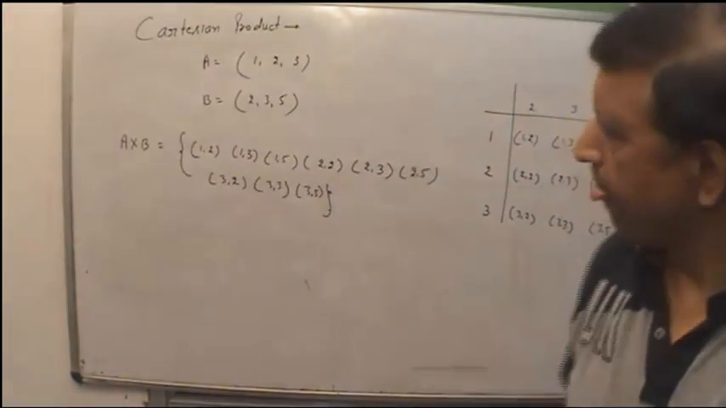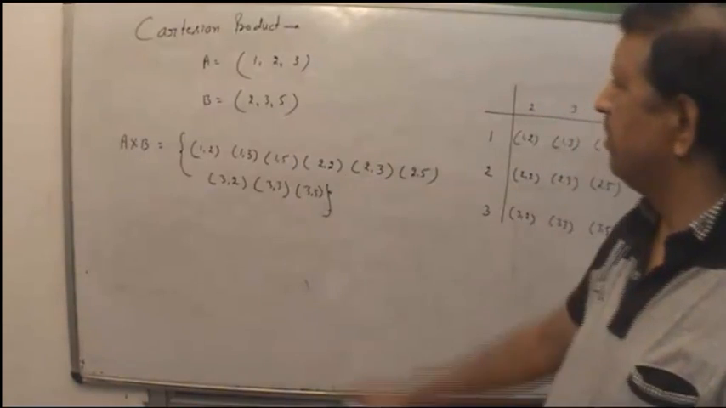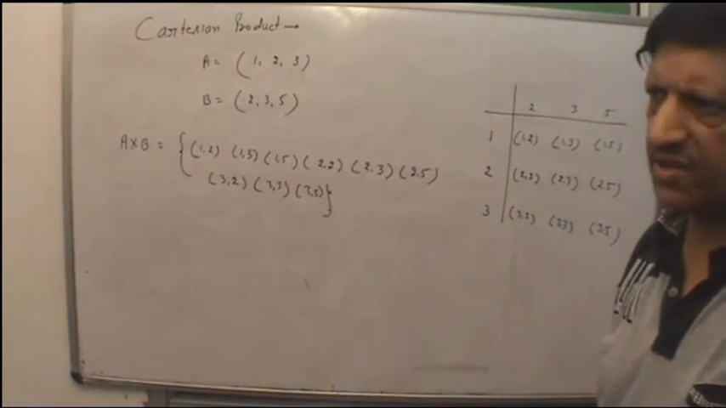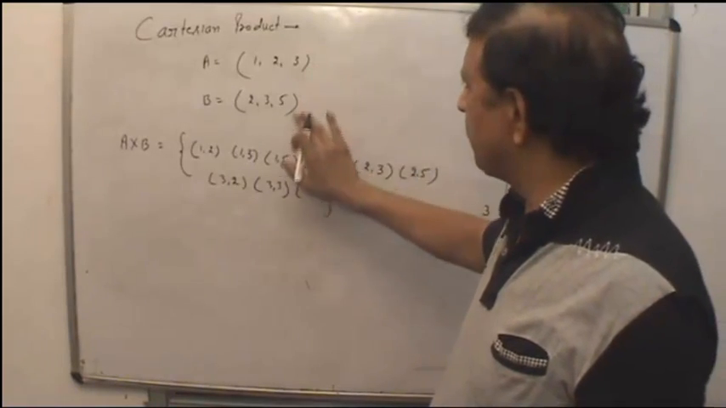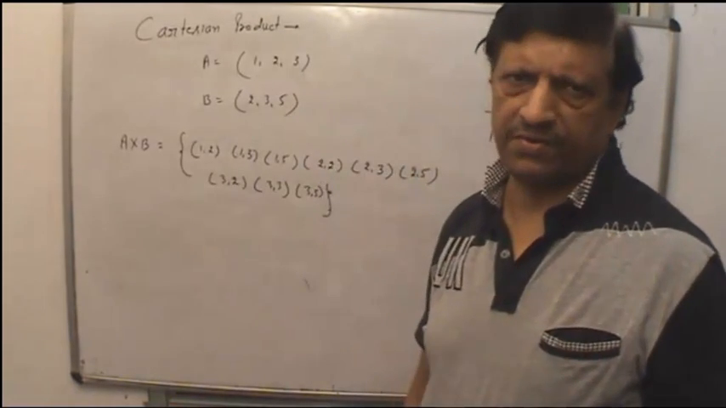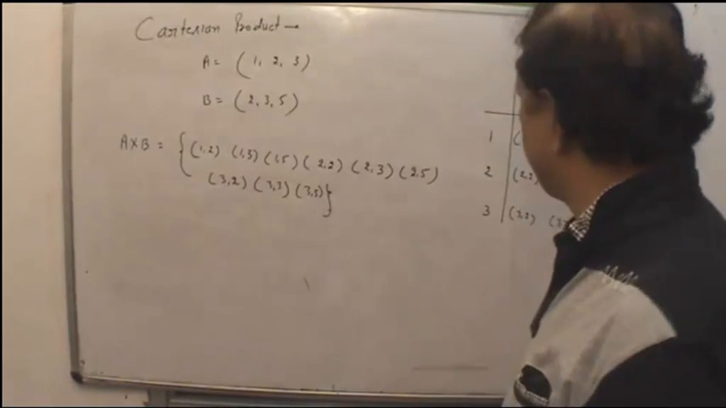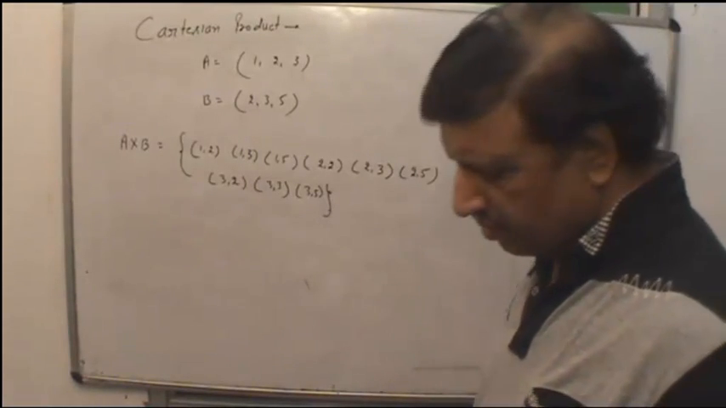We can find it out depending upon the number of elements in the sets. It is not necessary that the cardinal number is the same; the cardinal numbers may also be different. In the same manner we can find the Cartesian product.